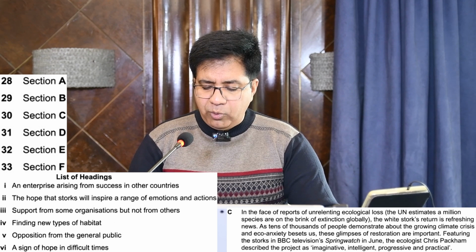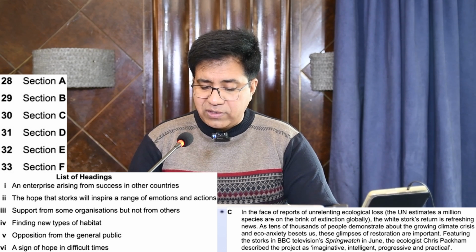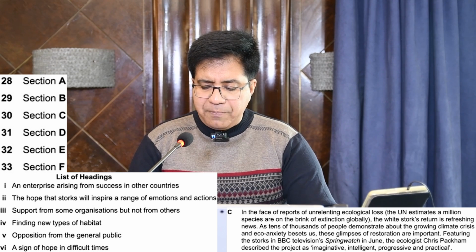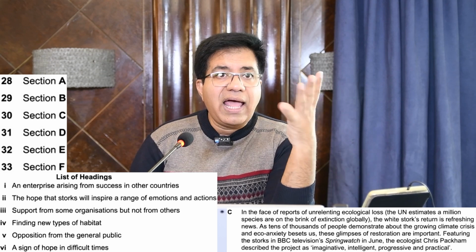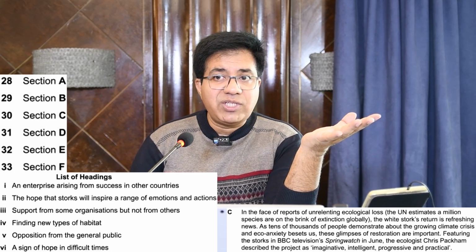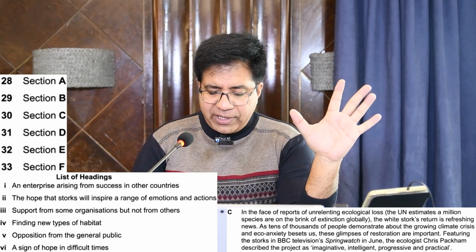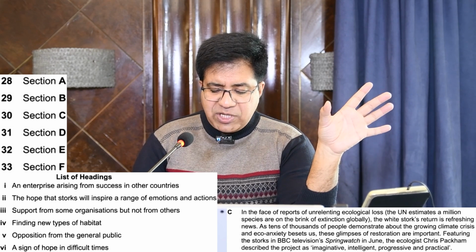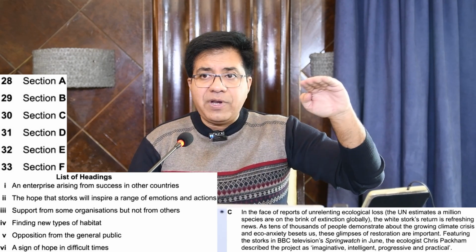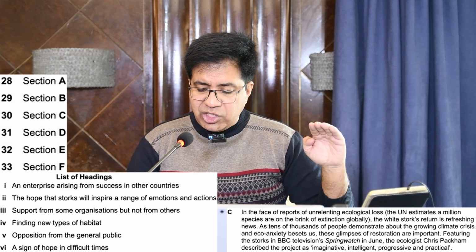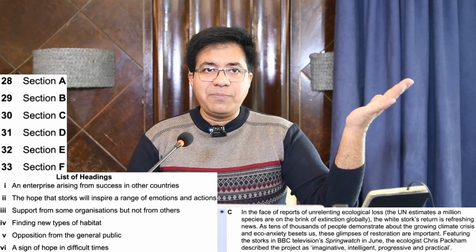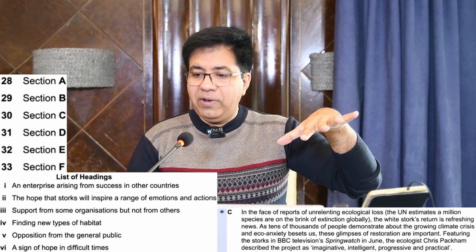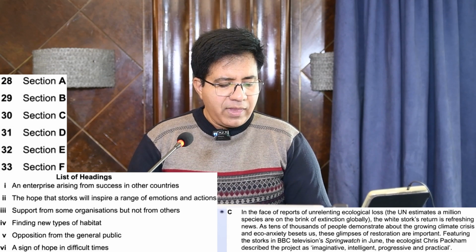In the face of reports of unrelenting ecological loss. What does it mean? UN estimates 1 million species are on the brink of extinction globally. Extinction means they are dying out, like dinosaurs. Dinosaurs are extinct. So the United Nations has reported that millions of species are on the brink. On the brink means very close to extinction. The white stork's return is refreshing news. When there is disappointment, there is something hopeful. So which heading for that?